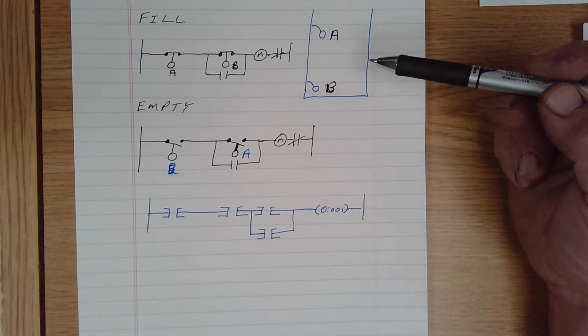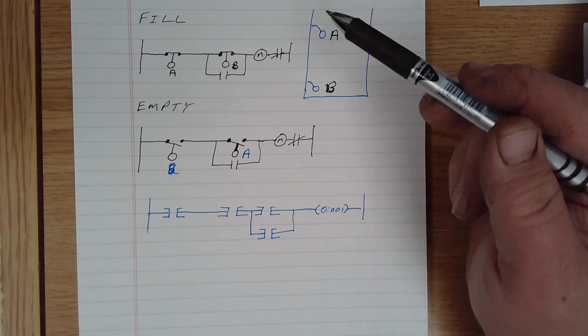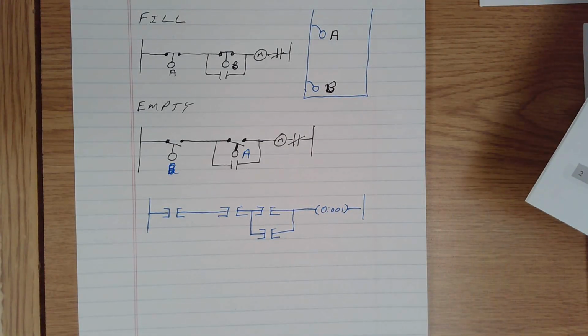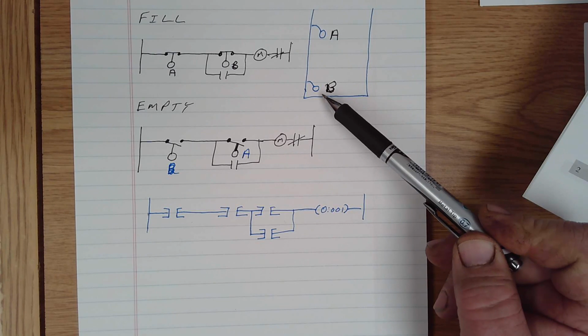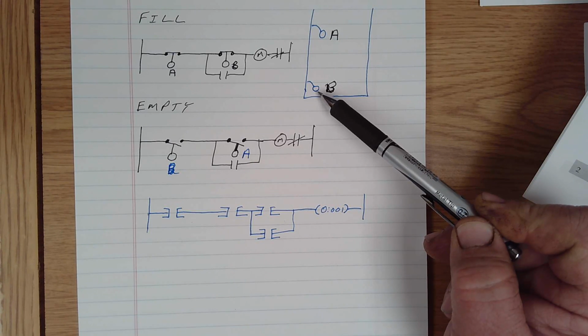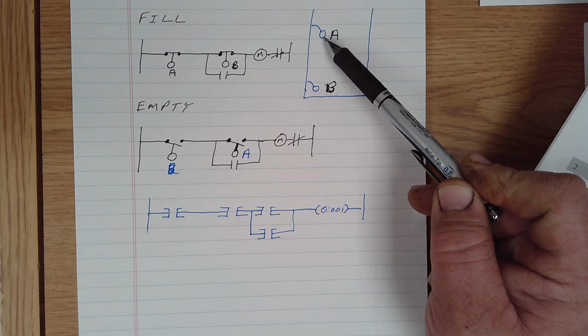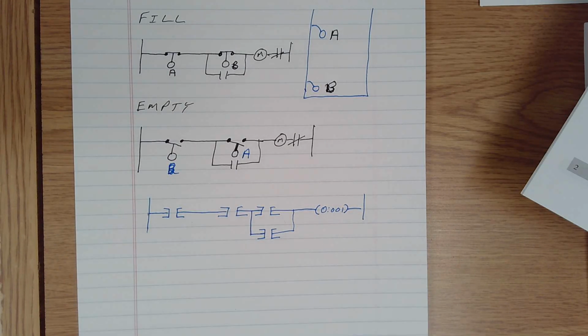So I've drawn here a tank with a float switch at the top and a float switch at the bottom labeled A and B. Now, if we were going to design a program to run a pump to fill the tank, we would want the pump to start when the level got down to B and then run until float A was satisfied. Okay, so we would put A as our stop circuit and B in our run circuit, and then of course our holding contacts.